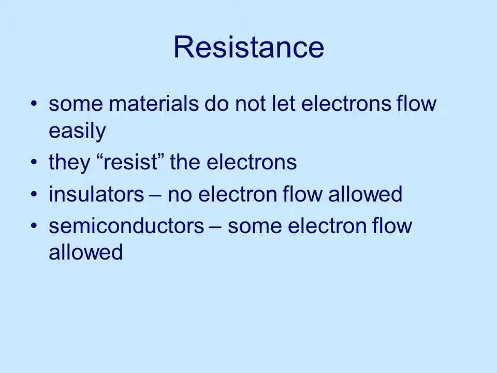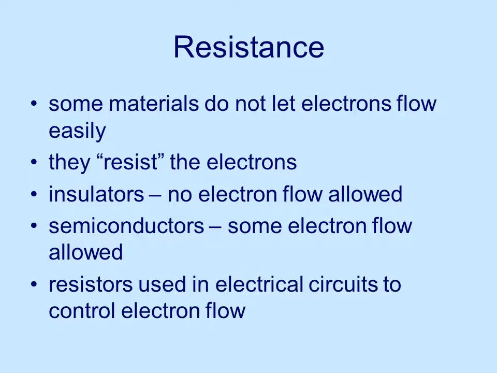Semiconductors allow some electron flow. Semiconductors are really very interesting, and it's too bad we don't have the time or the background to go into that, but they allow some electron flow, and they can kind of direct the electron flow, but they're very useful pieces of electrical equipment. Now resistors, that's the general term for anything that slows down electron flow. Resistors are used in electrical circuits to control electron flow.